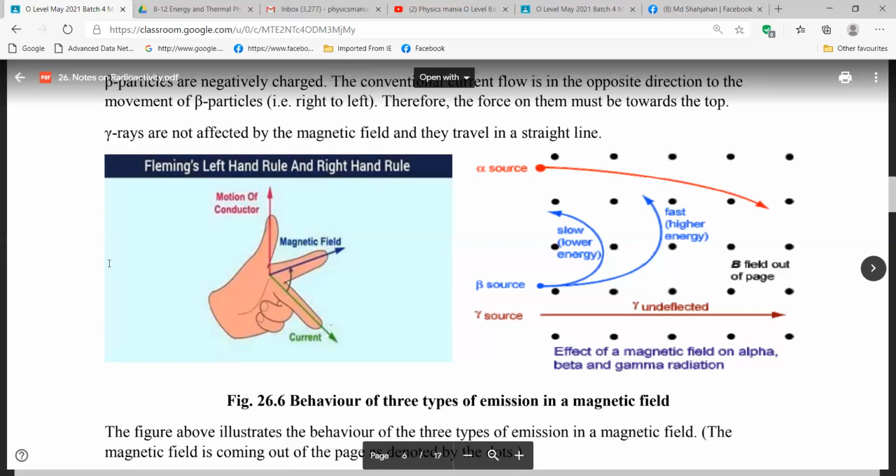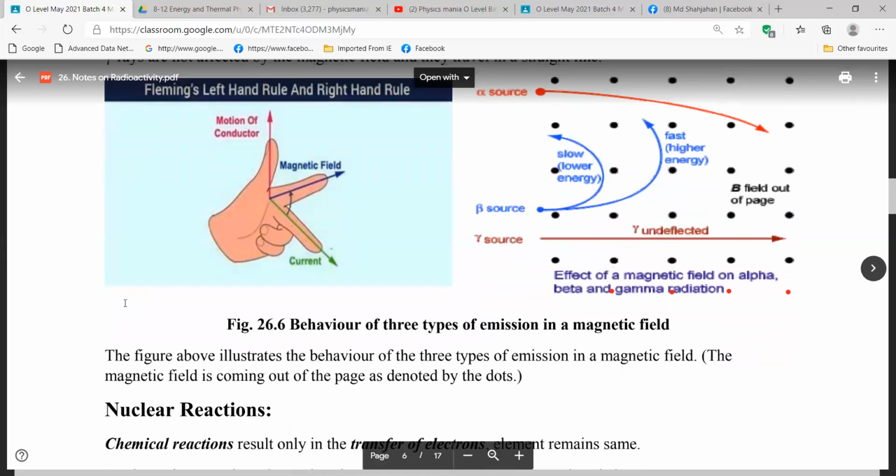Okay, sir. The conventional current is opposite of electron flow. Sir, I understand these things, but one more thing I didn't understand. You tell me. Sir, what are these dots? I told you, these dotted points, they are black points, they are showing you the magnetic field out of the page. Out of the page means towards you. The field direction is towards you. Okay, sir. Is it clear?